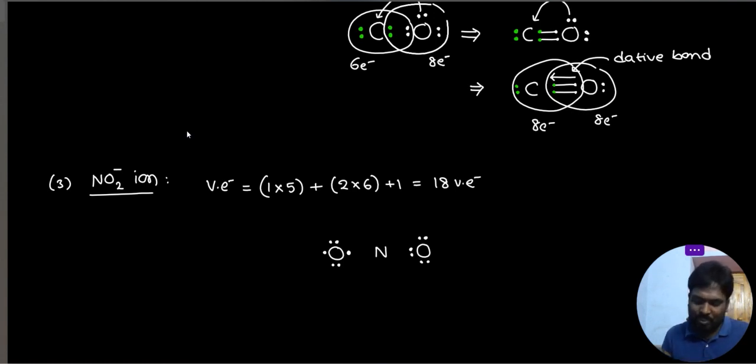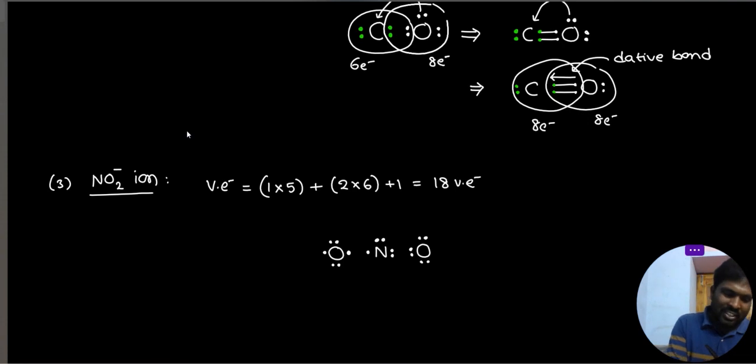Okay. Nitrogen is group number 5, so we can write 5 electrons. So clear?